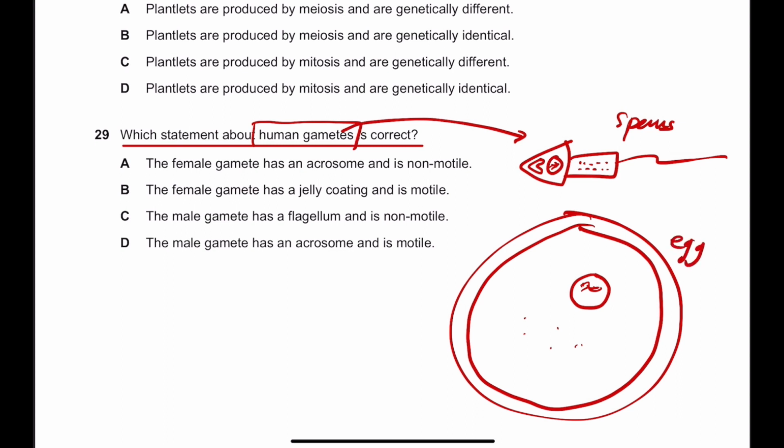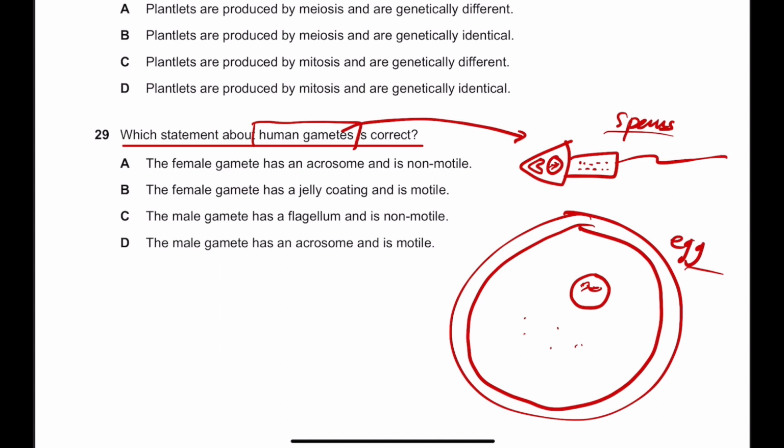If it's plant gametes, then I would say the pollens and eggs inside the female part of the plant. However, it says human gametes, so I say the sperms and eggs. Okay, so let's have a look at the options here.